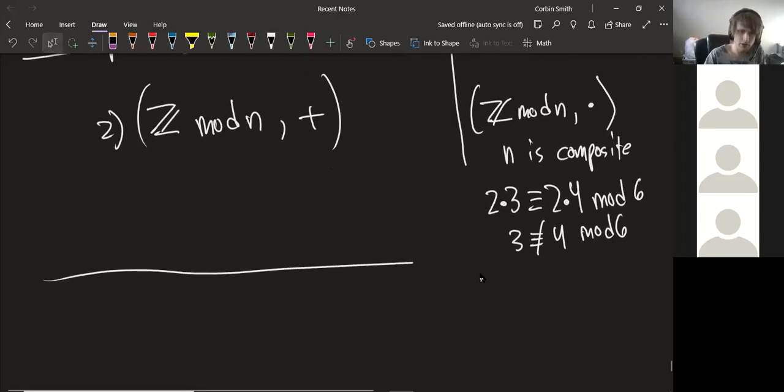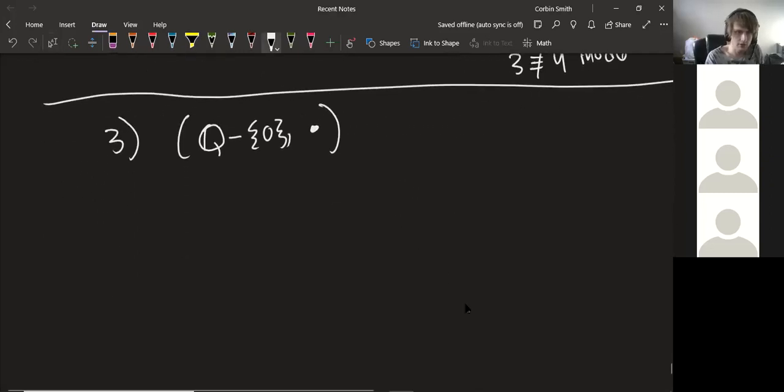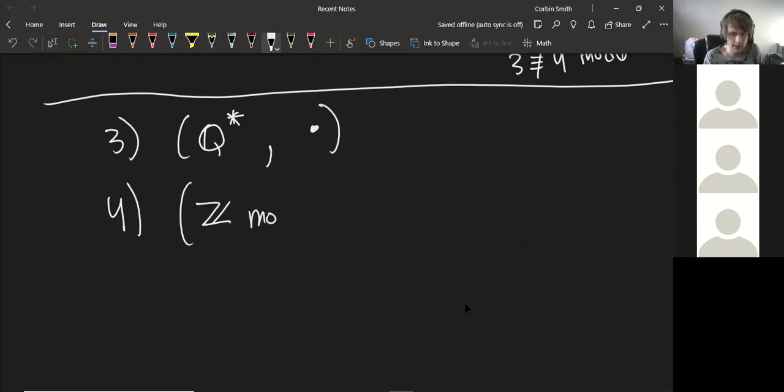So two responses to those non-examples are we have the rational numbers minus 0 and multiplication. Sometimes we write a set of numbers except for 0 as Z star or Q star. Q star under multiplication works. Now we can multiply and divide by any two rational numbers. And then also we have Z mod P under multiplication works, where P is a prime number.